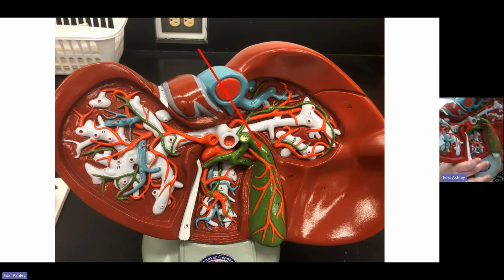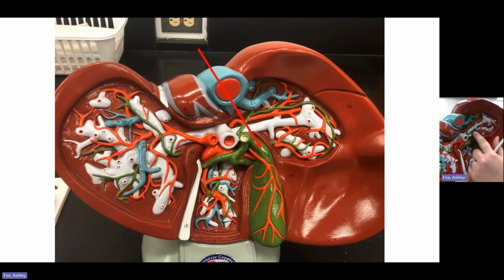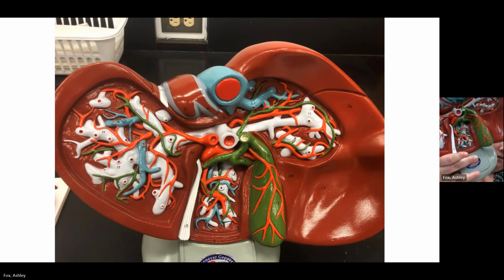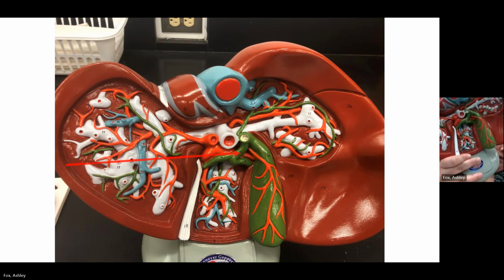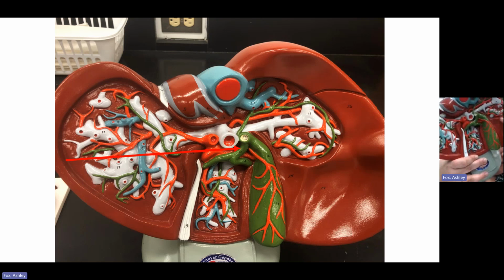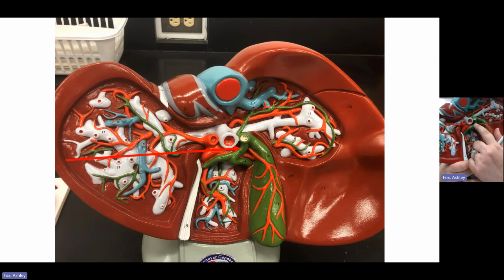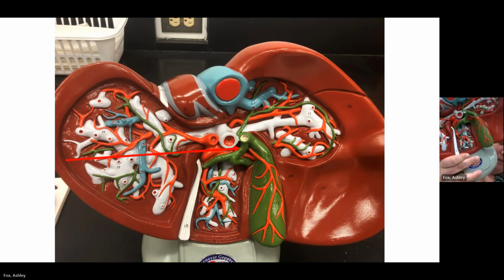Then this is off of your gallbladder. So this is the cystic duct here. And then, like I said, you can't really see it on the last model, but you can see on this one. So this is a hepatic duct. This is a hepatic duct. Just this little tiny section right here is called your common hepatic duct.